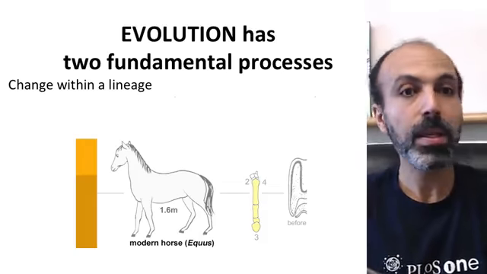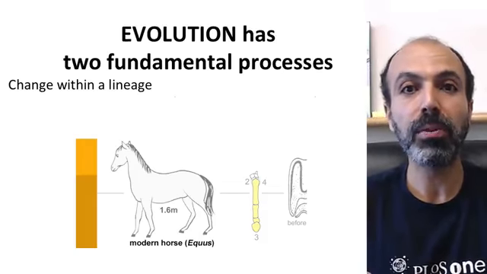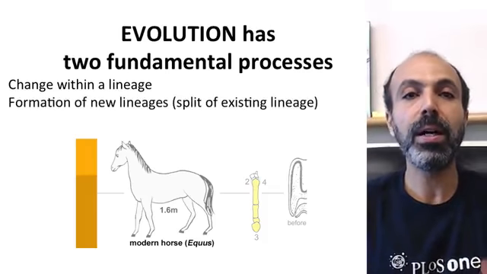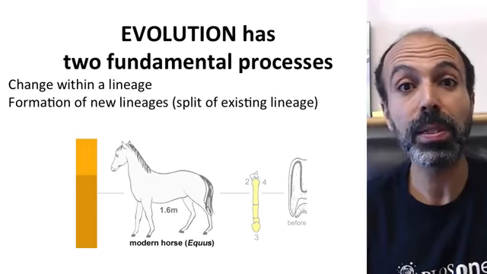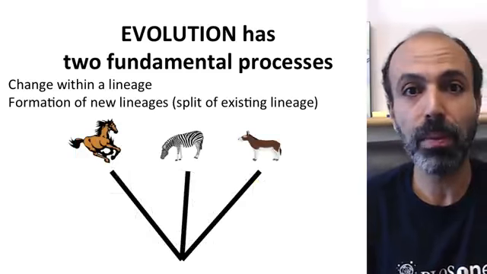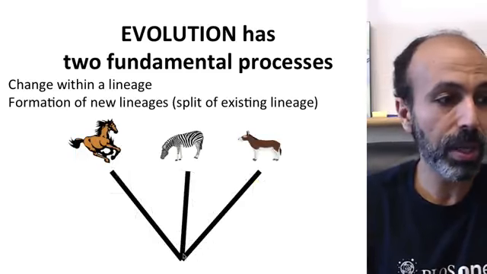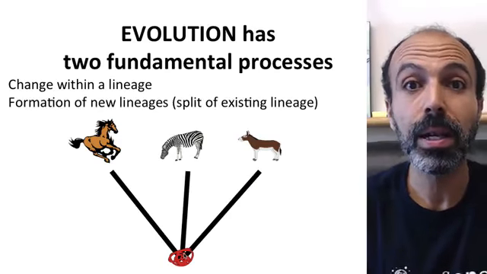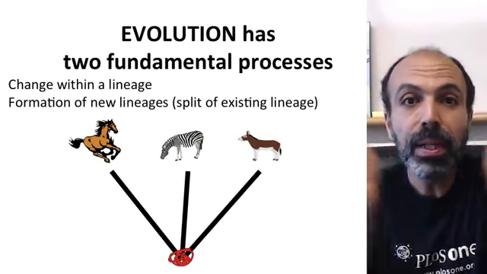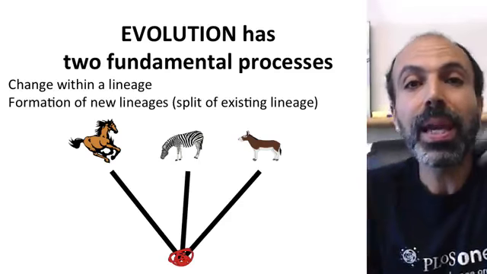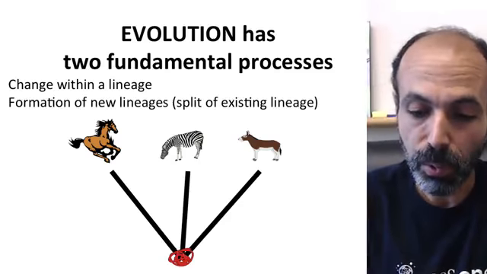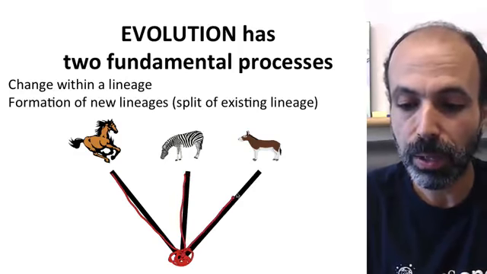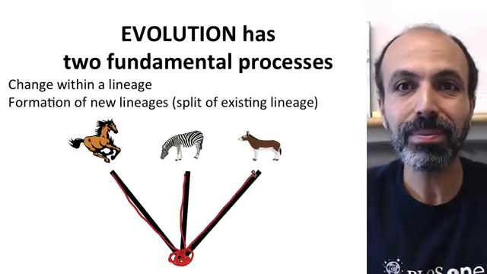The other fundamental process within evolution is the formation of new lineages, or this idea of common ancestry of species. If you were to go back many millions of years ago, horses, donkeys, and zebras all shared a single common ancestor species. But then this single species split into what became three new species. One of them evolved into the modern horse, one evolved into the modern zebra, one evolved into the modern donkey.